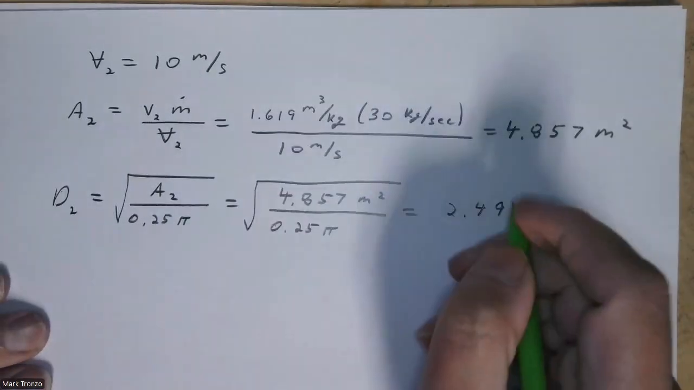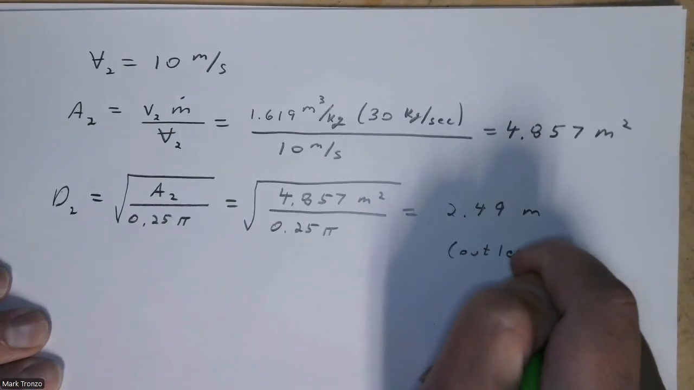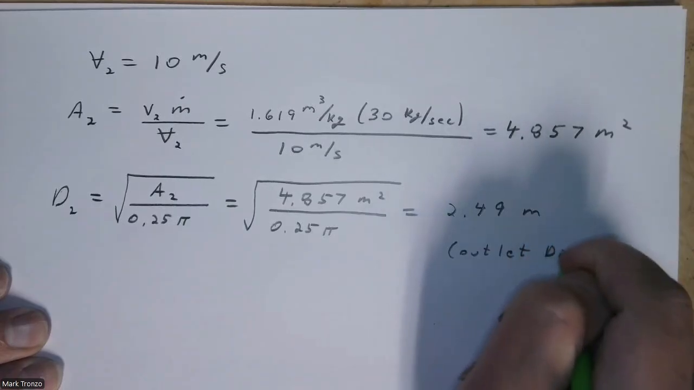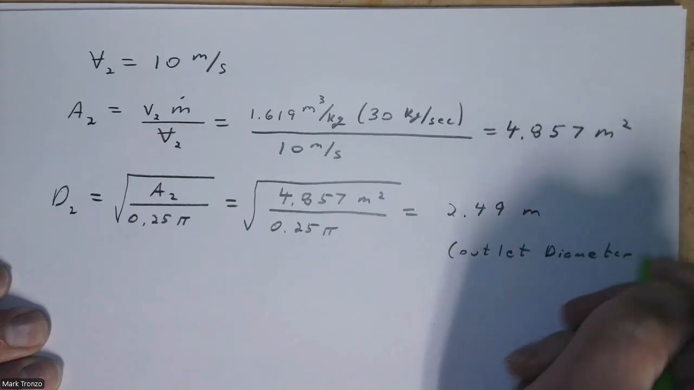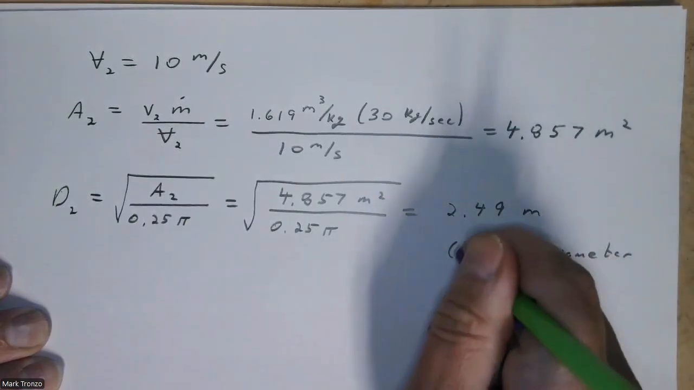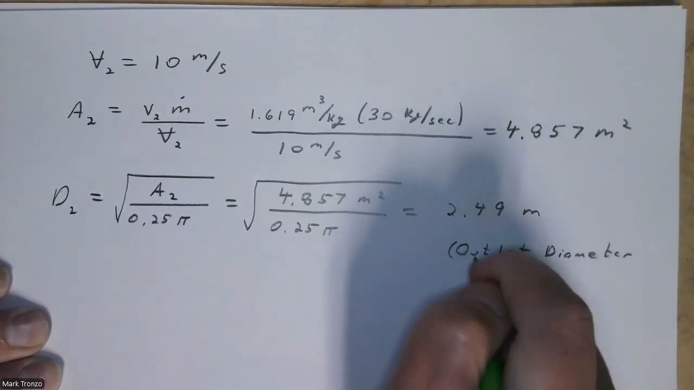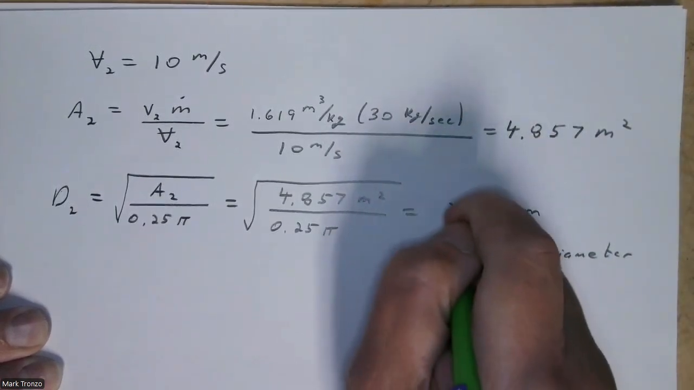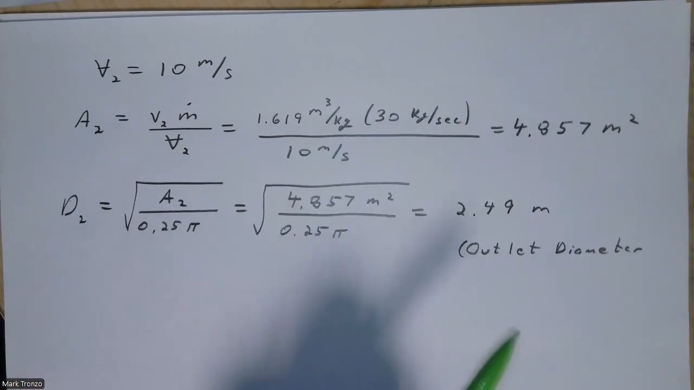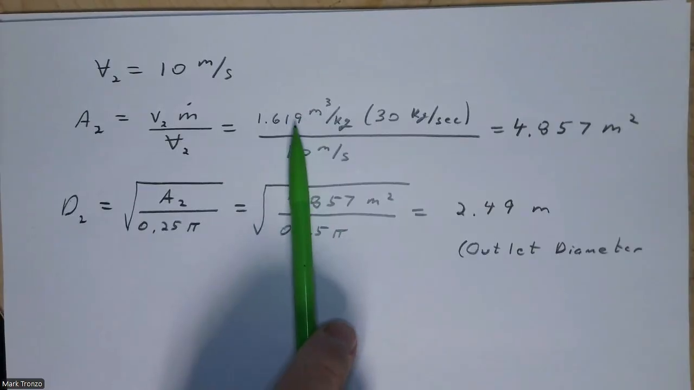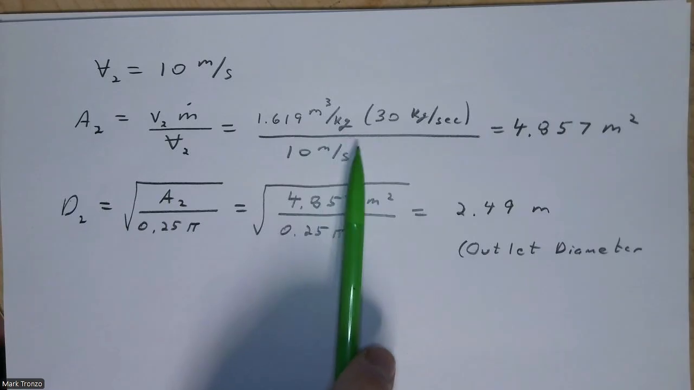Again, that's the outlet diameter. And it's not surprising it's larger because our specific volume is much bigger this time, because the gas has expanded quite a bit.